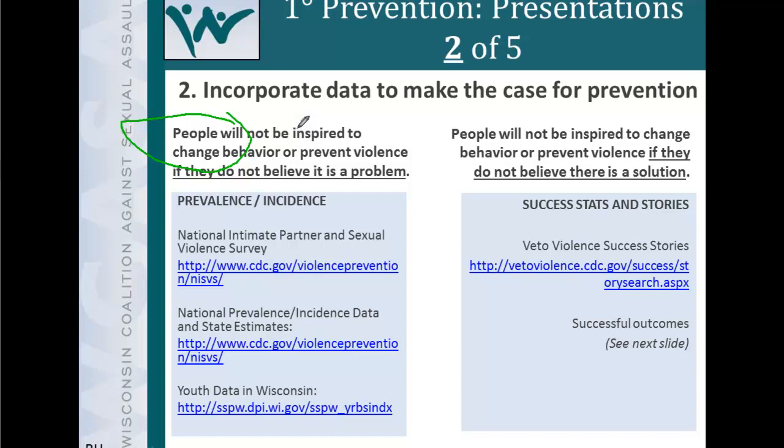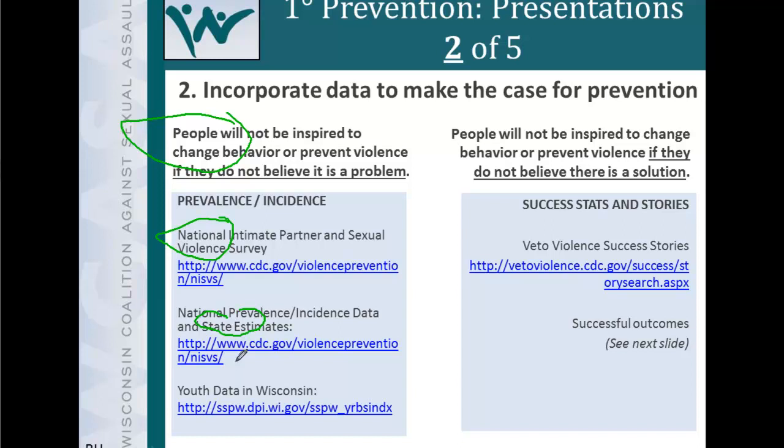So using that prevalence and incidence to say, 1, we have to prevent it because it is a problem. The NISVS survey right here is some of the most up-to-date data that we currently have, and it also provides state estimates, which is nice. So you can even say, in Wisconsin, we know that 17% of women will experience rape or attempted rape. There's also violence talking about men, too, which is really great.